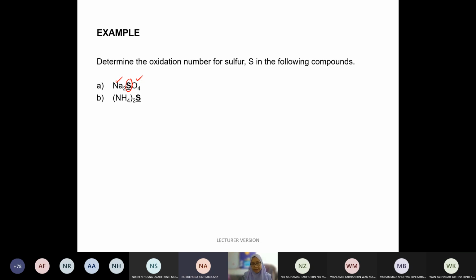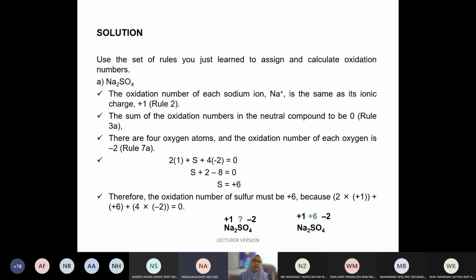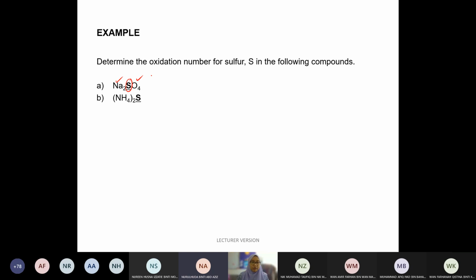Okay, jom tengok. Sebenarnya kita dah tahu, kita boleh straight away tahu dah sebenarnya kalau kita cepat. Kita tahu sodium positive 1, oxygen negative 2. So kita boleh terus buat positive 1 for sodium kan. Ada 2. Okay.